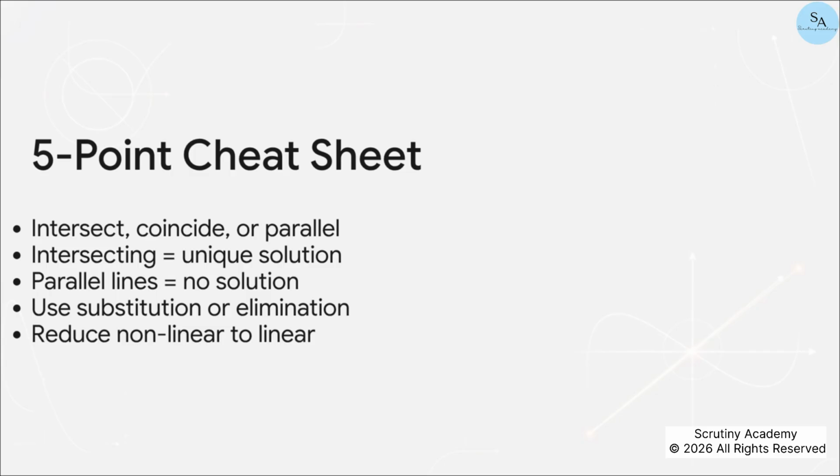1. Linear equations can intersect, coincide, or be parallel. 2. Intersecting lines mean a unique, consistent solution, just like the exact train and car speeds we just found. 3. Parallel lines mean there's simply no solution at all. 4. You can confidently use the substitution or elimination methods to solve them. And 5. The absolute star of today, nonlinear equations with fractions can always be cleverly reduced to simple linear ones by using our mask.